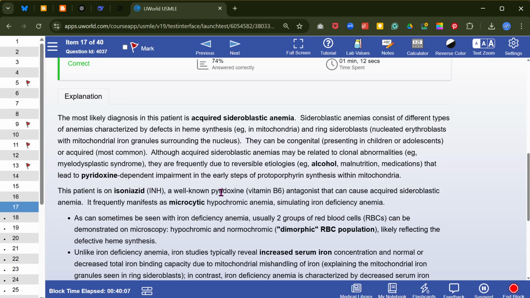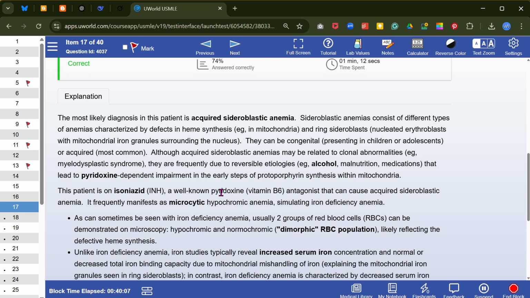Okay, so the most likely diagnosis in this patient is acquired sideroblastic anemia. Sideroblastic anemia consists of different types of anemia characterized by defects in heme synthesis in the mitochondria, and ring sideroblasts, nucleated erythroblasts with mitochondrial iron granules surrounding the nucleus. They can be congenital, presenting in children or adolescents, or acquired, which is most common.